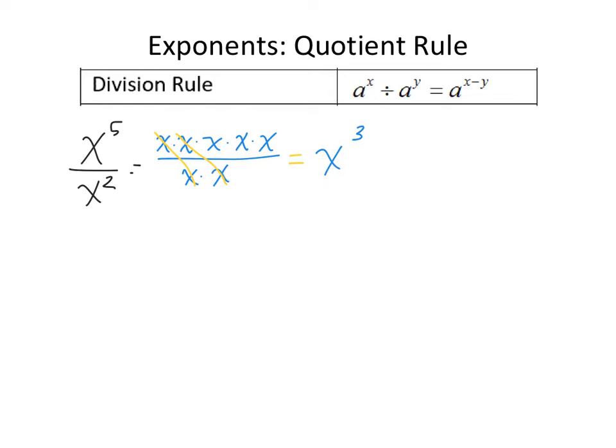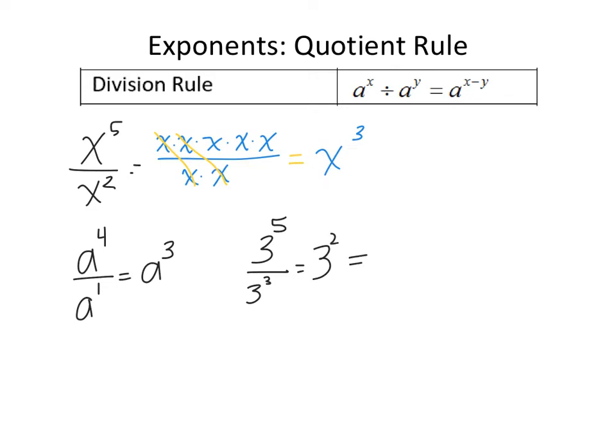So if you were to have a raised to 4 over a raised to 1, this would be a raised to 4 minus 1, which is a raised to 3. 3 raised to 5 over 3 cubed would be equal to 3 squared. And again, we'll have to evaluate that. 3 times 3 is 9.